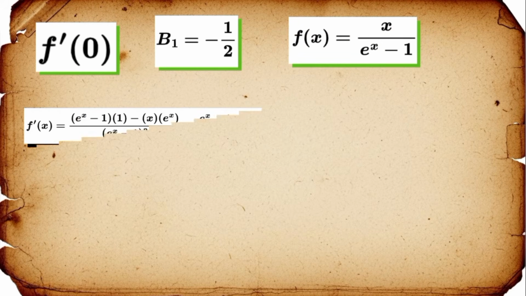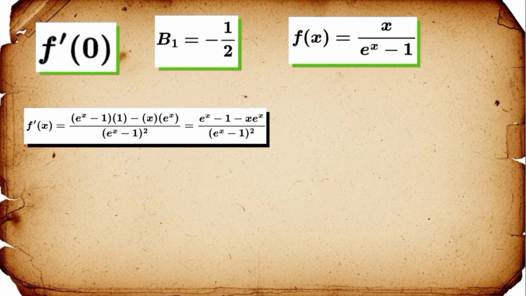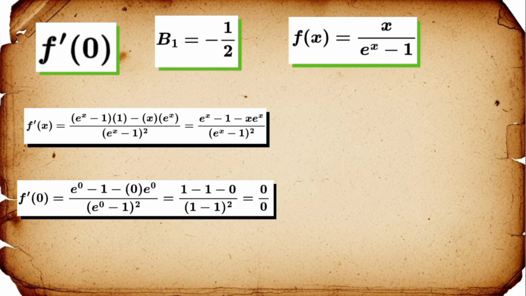Now, let's find f prime of 0 to see if it equals b sub 1 equals negative 1/2. We need the derivative of f of x equals x over the quantity e to the x minus 1. Using the quotient rule, the derivative is calculated and displayed. Now, evaluating at x equals 0, we substitute and get e to the 0 minus 1 minus 0 times e to the 0 all over the quantity e to the 0 minus 1 squared.